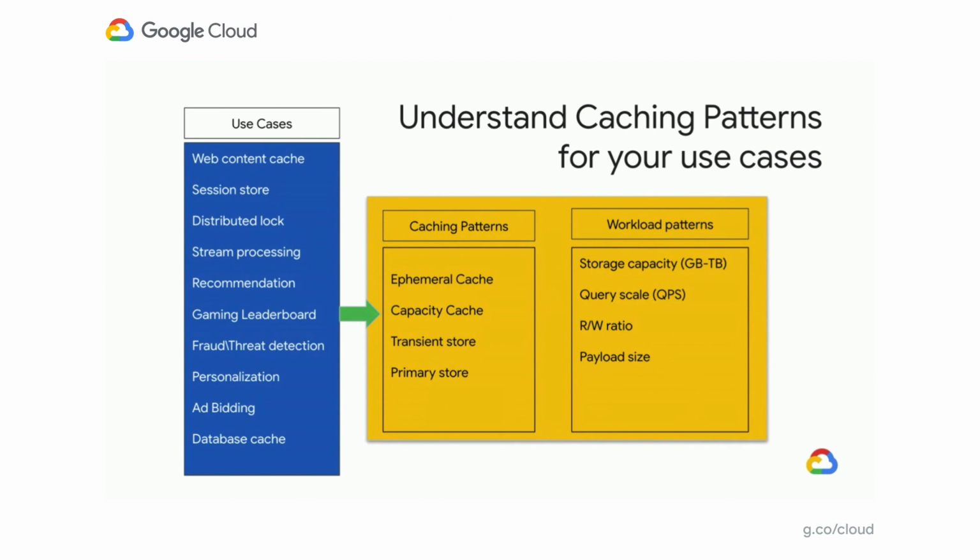But along with the patterns, there is also the workload pattern, which essentially determines the scale in terms of data set size and the QPS, the read-write ratio for the application when it comes to accessing the cache, and also the payload size. So the combination of the workload patterns along with the caching patterns determines what type of deployment you should be doing for your particular use case.